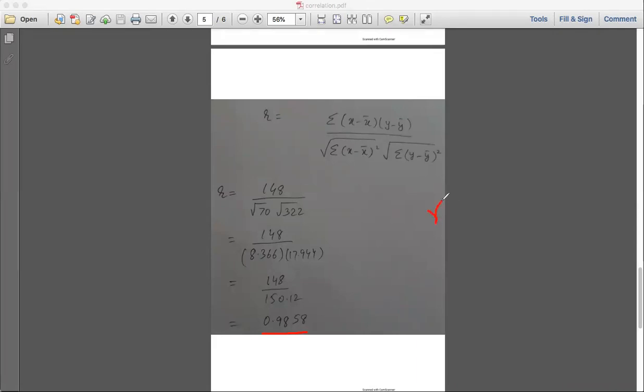Also keep it in your mind, the values will always come between -1 to 1. The range of the correlation is always between these two values, -1 to 1.